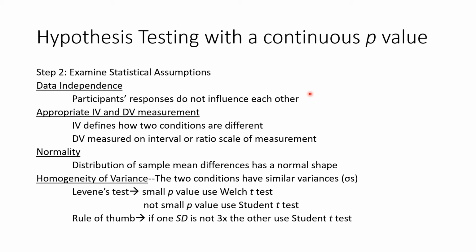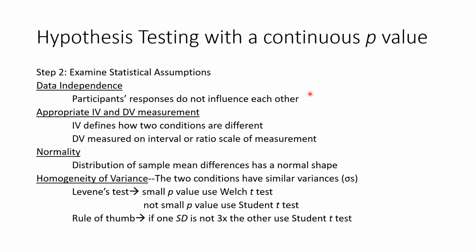The second one is appropriate IV and DV measurement. In this case, the independent variable is identifying how the two conditions are different from each other. Well, one group is getting a verbal label and the other group is not. So those are our two levels of the independent variable. The independent variable is a condition, or what information they are given. And one group is given the labels and one group is not. So that is two levels of the independent variable.